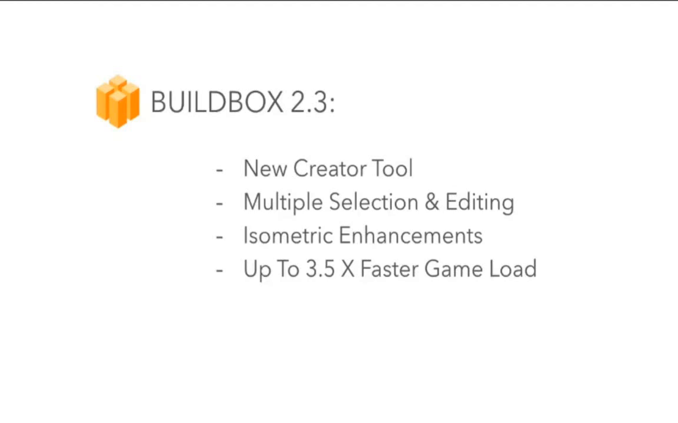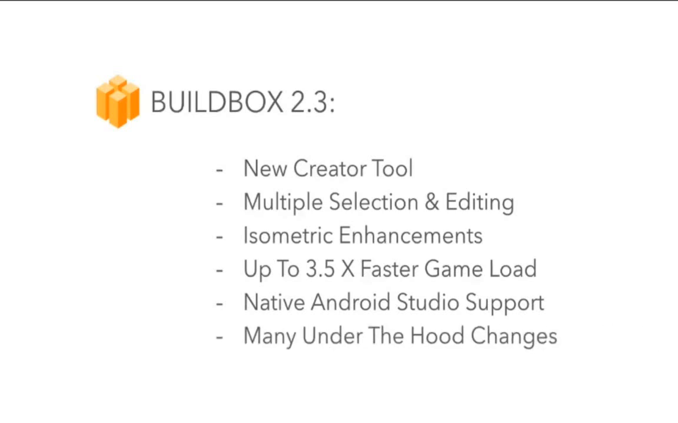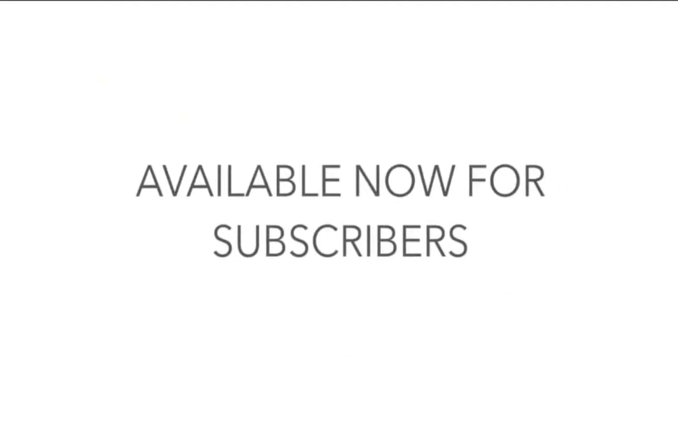than with 2.29. We also added native Android Studio support, one of the most requested features, and a ton of under-the-hood changes. We have a whole new undo-redo system, tons of rendering improvements that are going to make your games feel even better. So we're really excited for you guys to try out Buildbox 2.3. It's available now if you're a subscriber, and of course a complete license is included in the Buildbox Master Collection, no subscription needed.